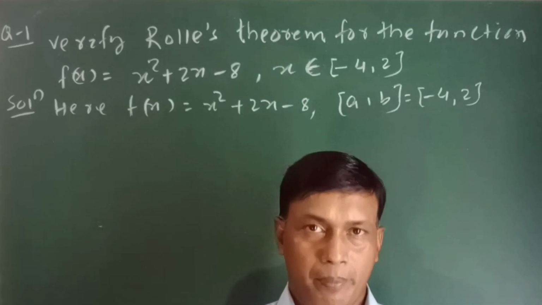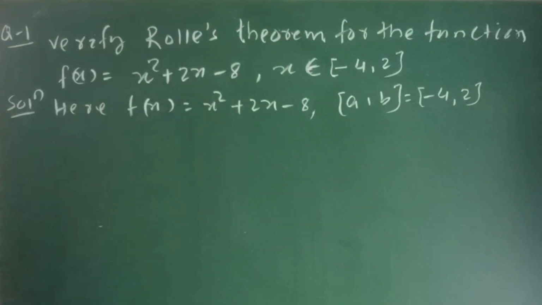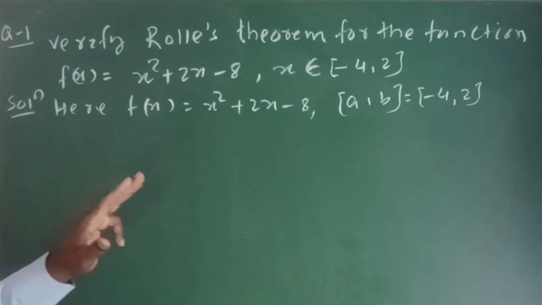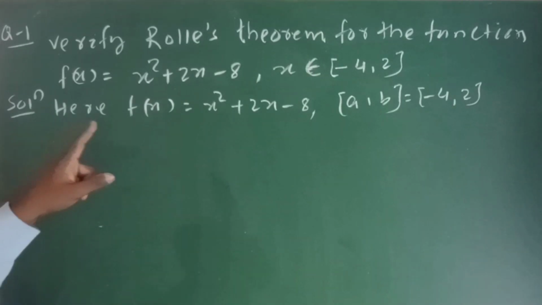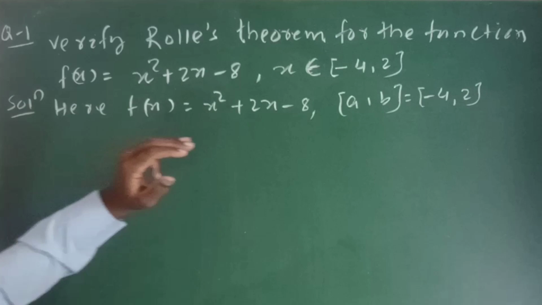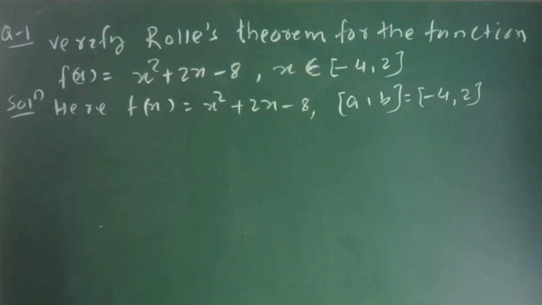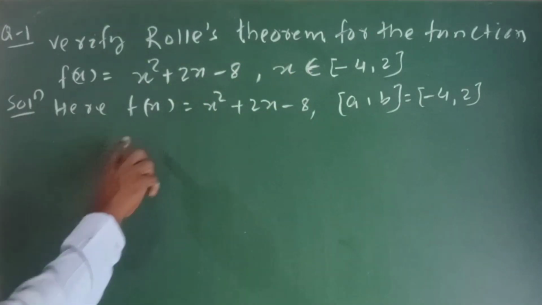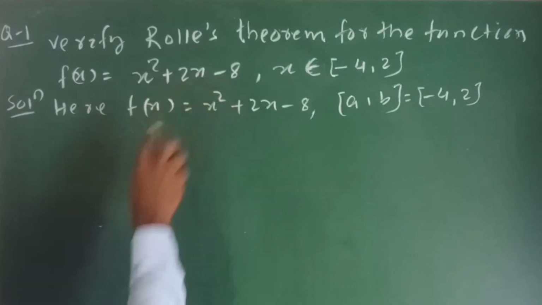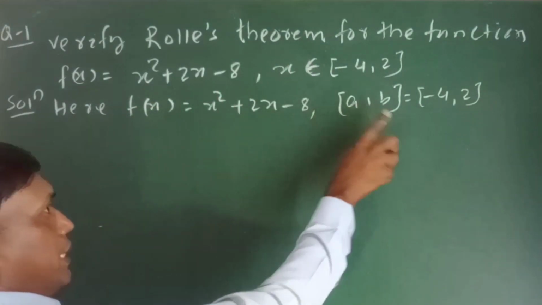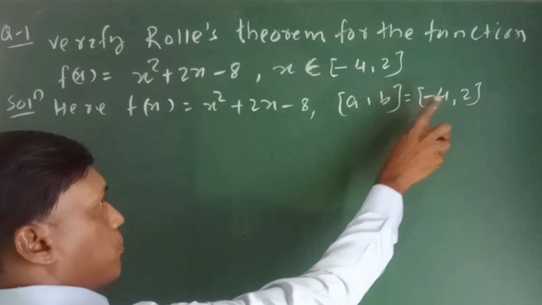Now how to verify? A question is here: verify Rolle's theorem. The first question: verify Rolle's theorem for the function f of x equals x square plus 2x minus 8 for x belonging to the closed interval minus 4, 2. Here the given function is f of x equals x square plus 2x minus 8 and the closed interval a, b is given as minus 4, 2. A is minus 4, b is 2.